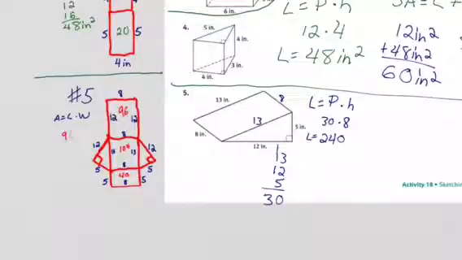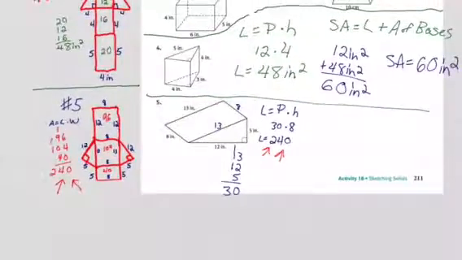So if I take 96 and I add it to 104, and I add it to 40. 6 plus 4 is 10. Carry the 1. 9 plus 1 is 10. Plus the 4 is 14. Carry the 1. And as you can see, we also got 240 right here, just as we did over on the right-hand side. All right, so now we know the lateral area. It's 240. So now what we need to do is we need to go ahead and find the surface area.